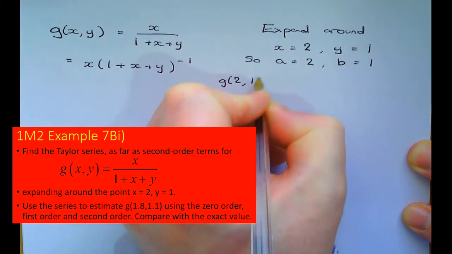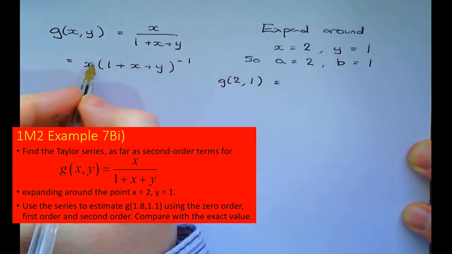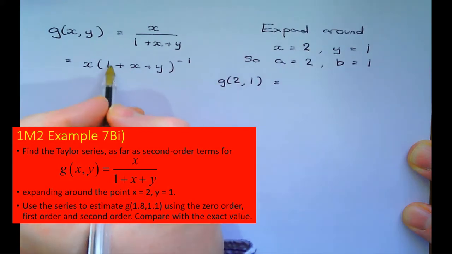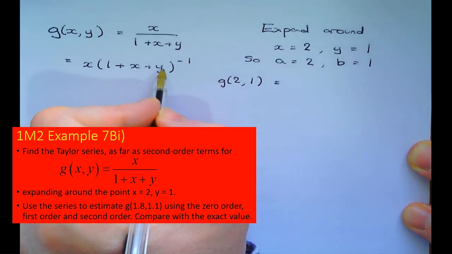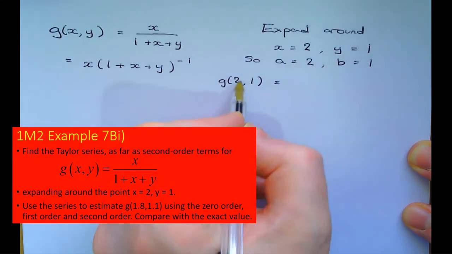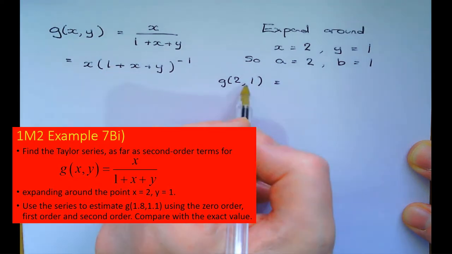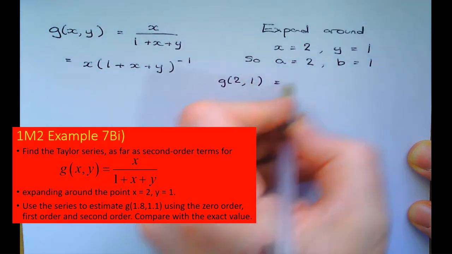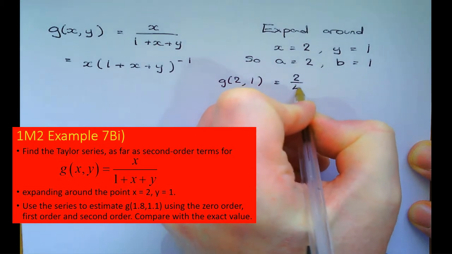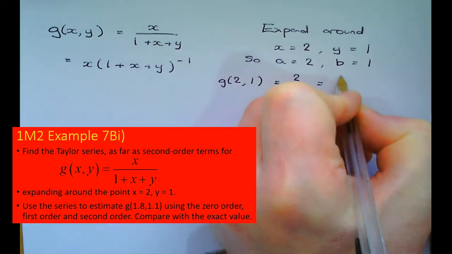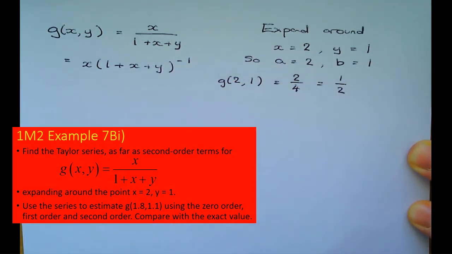g of 2, 1. x is 2. 1 plus x plus y at 2, 1. 1 plus 2 plus 1. That will be 4. So we'll have 2 over 4, which is equal to 1/2.